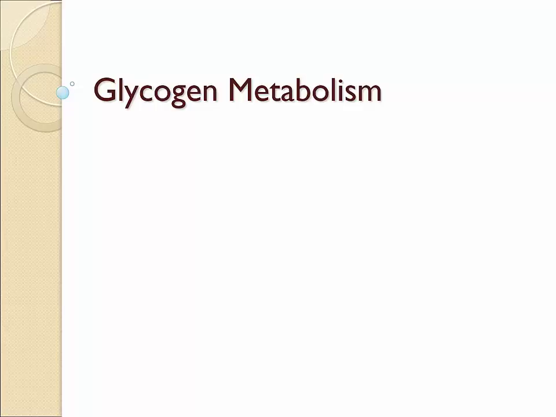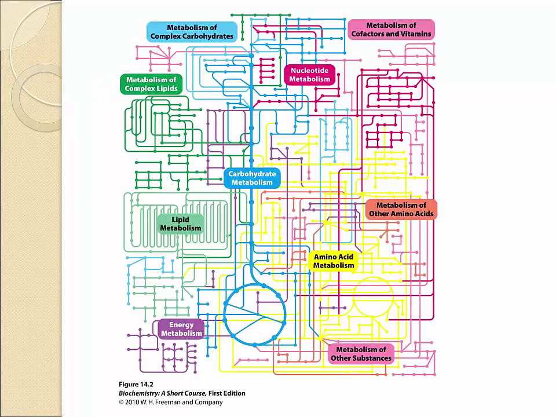This is the first lecture in the metabolic series, so we're going to be doing basically nothing but pathways from here on out. We're going to start with a very simple pathway that only has two enzymes.